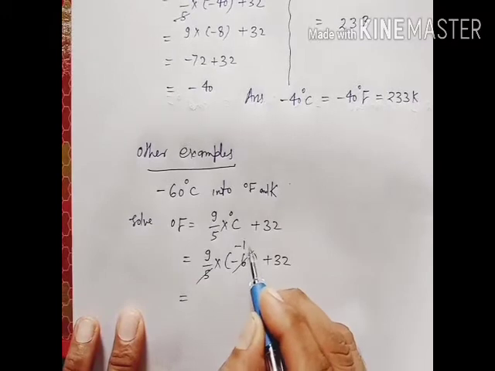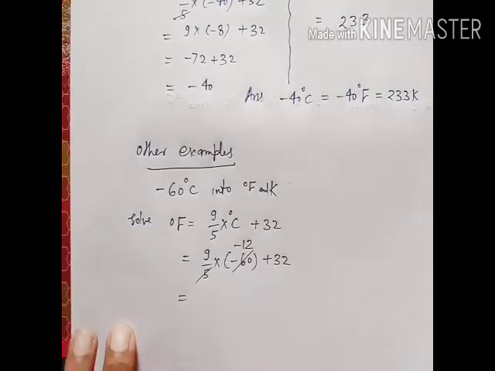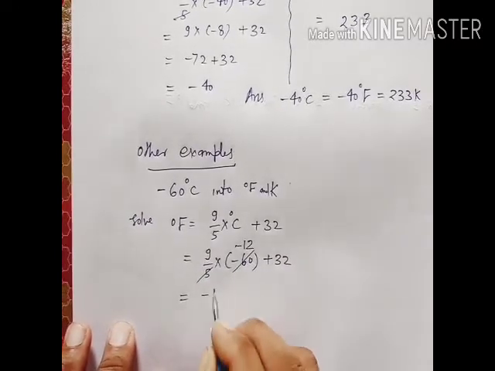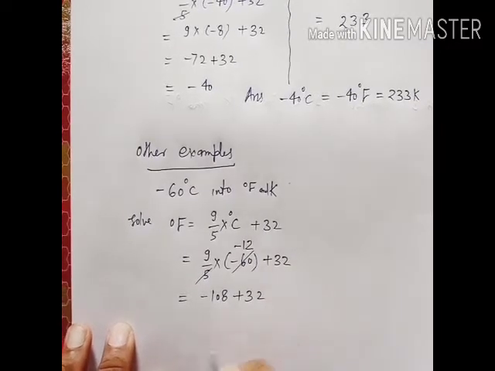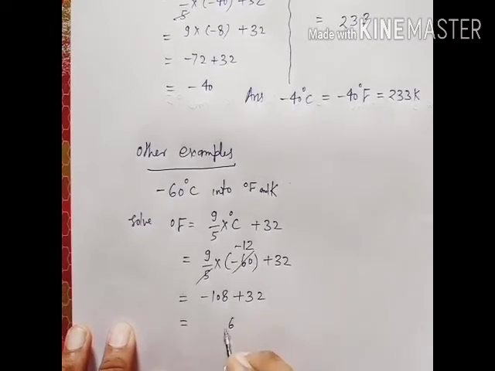5 12s are 60, so minus 12 comes. 9 into minus 12 gives minus 108, plus 32. 8 minus 2 is 6, and 2 minus 3 is 7. So minus 76, with the minus sign.